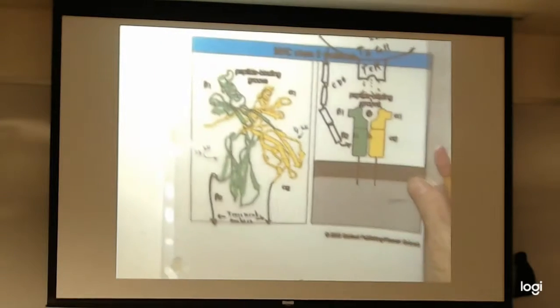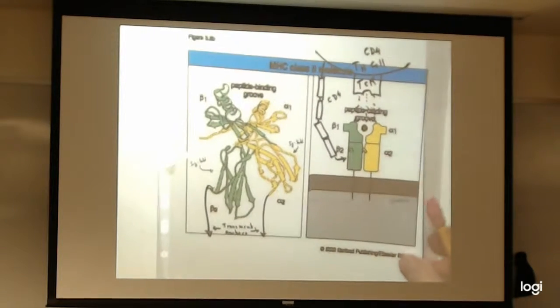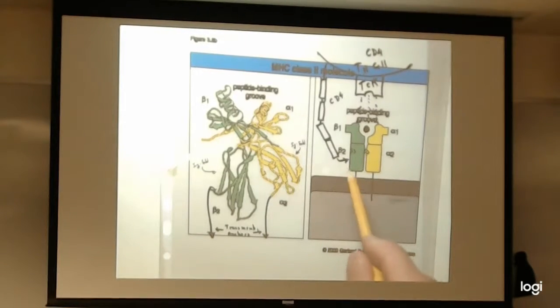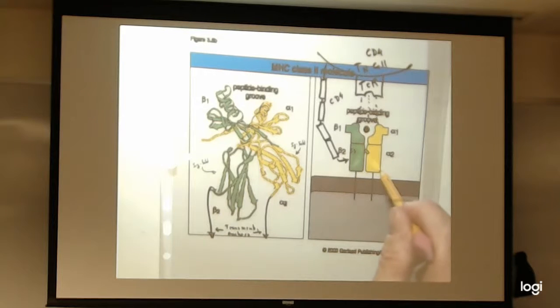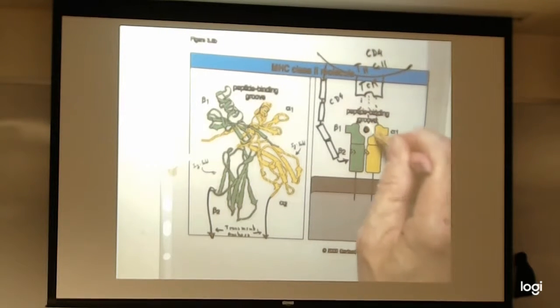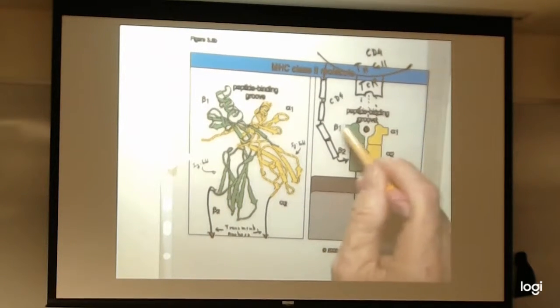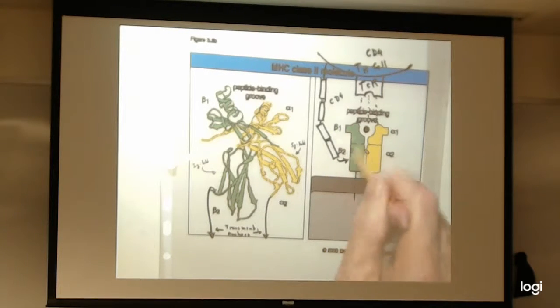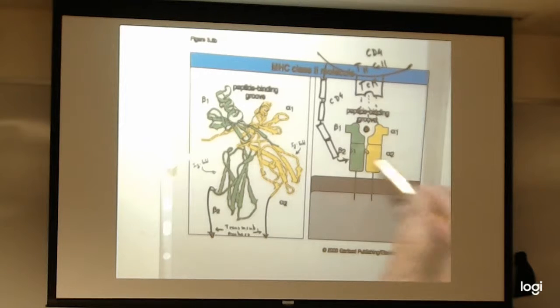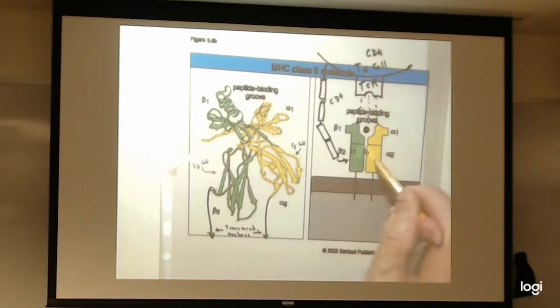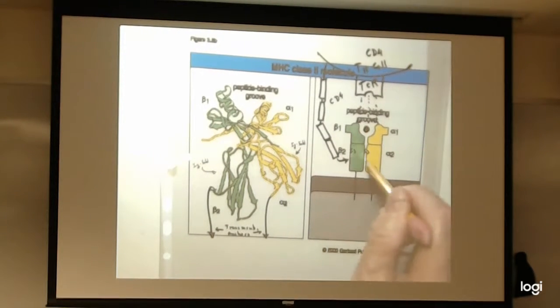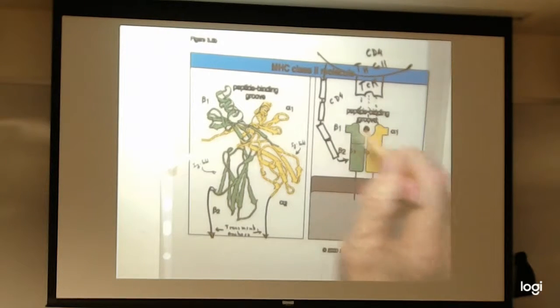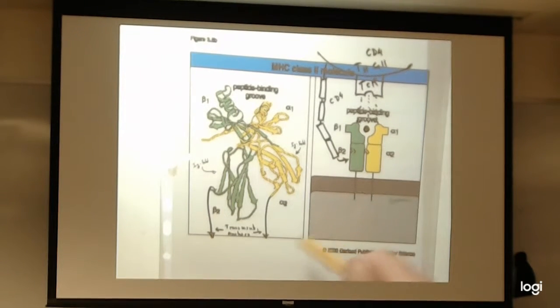And here's the class 2 structure. Again, as I said, in this case, the platform on which the peptide is sitting here is composed half of alpha subunit protein and half of beta subunit protein here. We don't need no beta-2 protein in here. Each of these chains provides its own base supporting structure for the platform that the peptide is going to sit on.